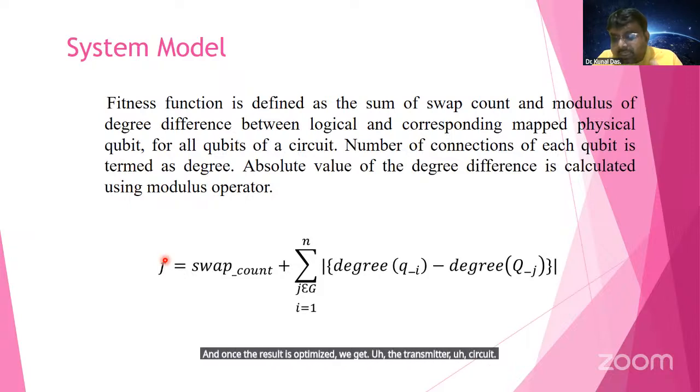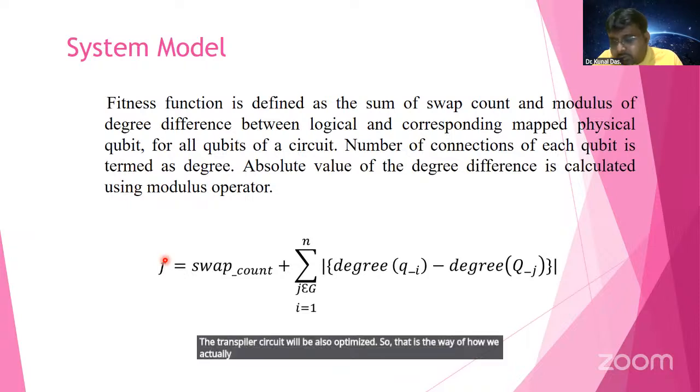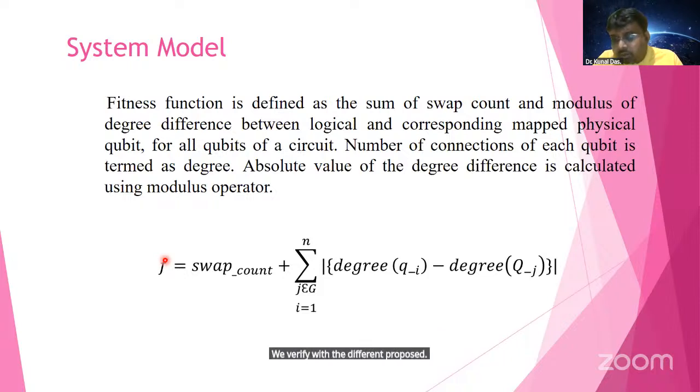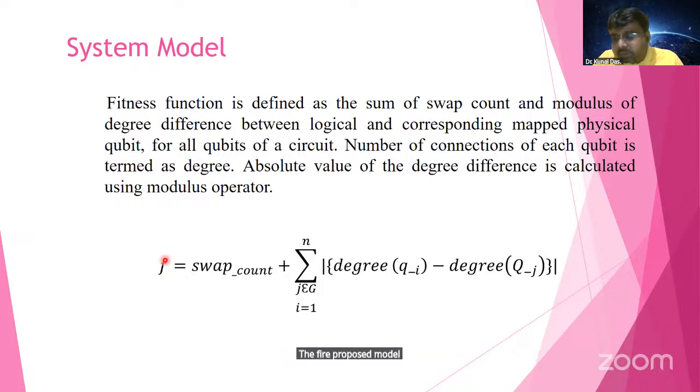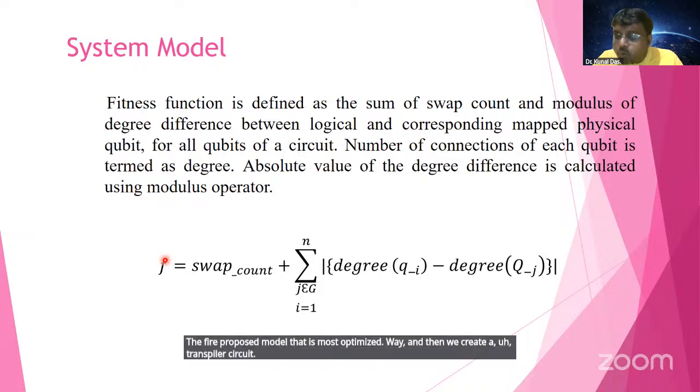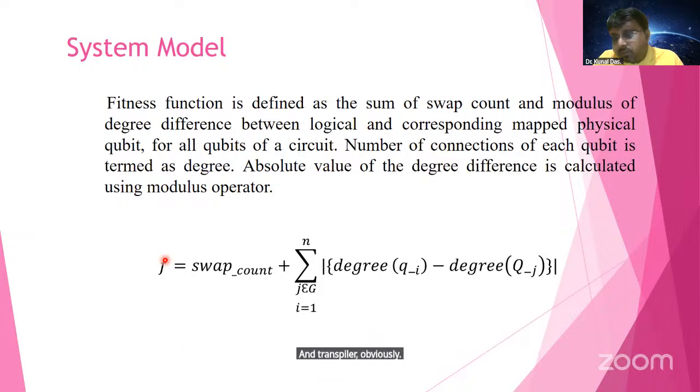The transpiler circuit will also be optimized. So that is the way we actually verified, with the different proposed models that we have given in the comparative studies. That is the most optimized way, and then we create a transpiler circuit, and the transpiler obviously will be optimized.